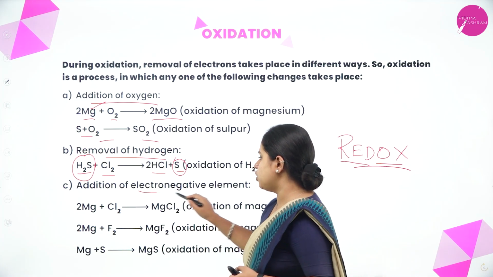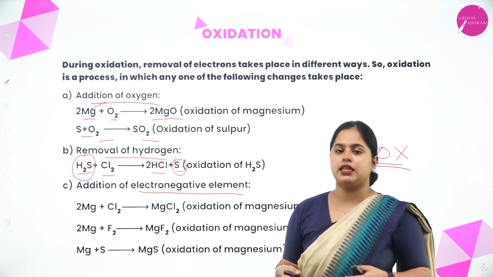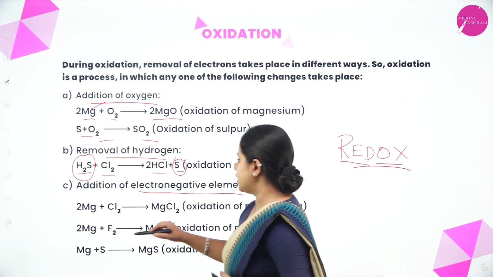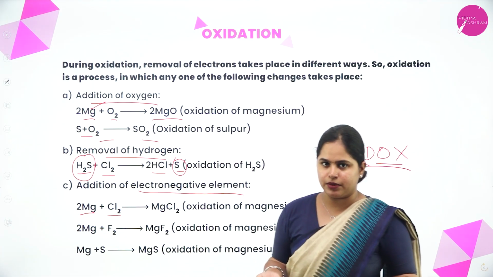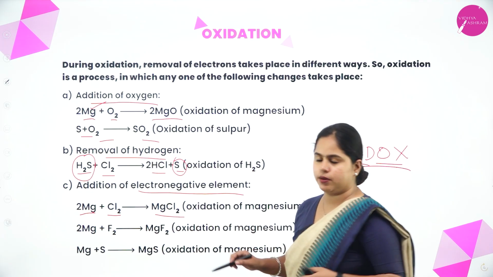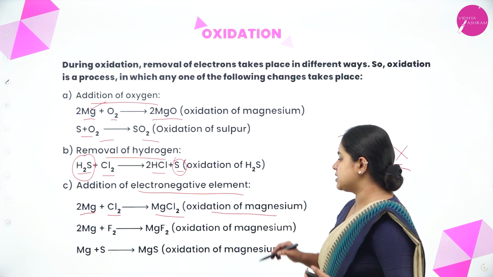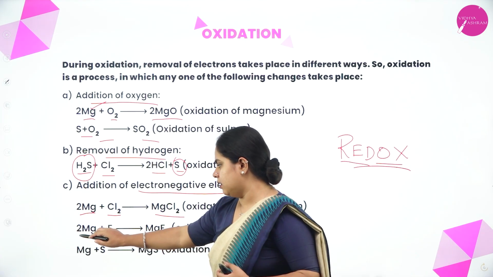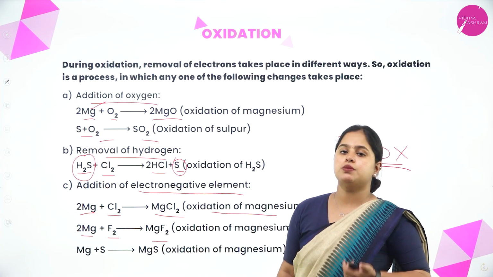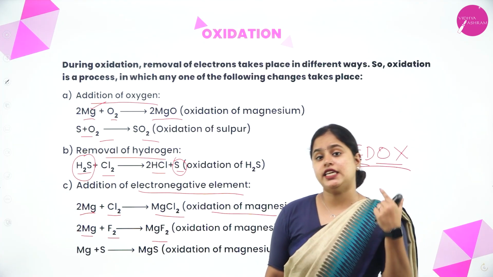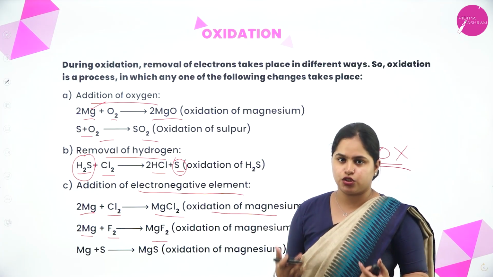The next one is addition of an electronegative element. By adding a more electronegative element, we can say that it is undergoing oxidation. You can see here magnesium, to which chlorine is added. Chlorine is an electronegative element, right? What happens? You will get magnesium chloride. Which element is getting oxidized here? Magnesium is getting oxidized here, right? Next, magnesium plus fluorine. What do you get? Magnesium fluoride. Here also magnesium is getting oxidized by the addition of an electronegative element. Fluorine, chlorine, all these are electronegative elements, right?